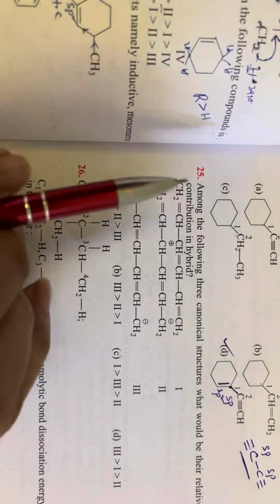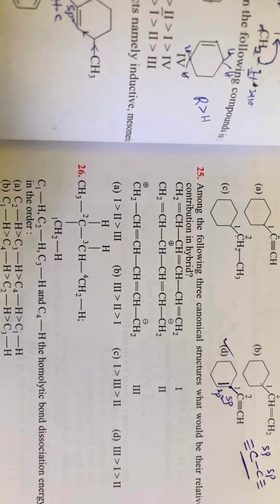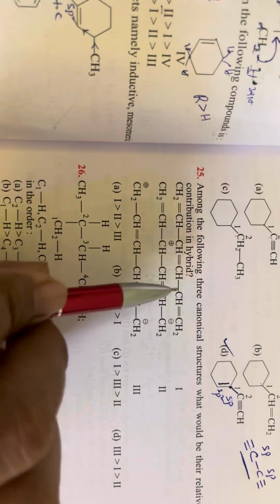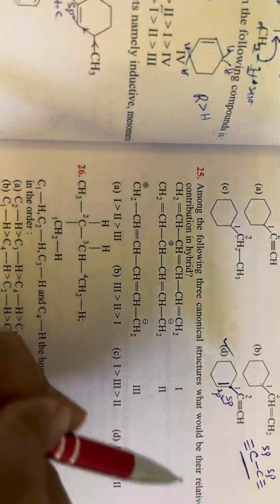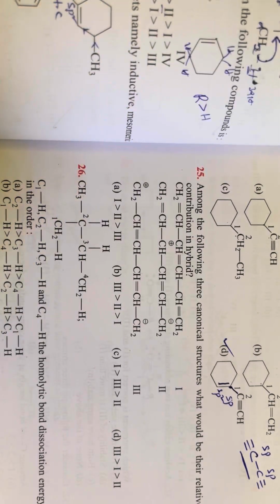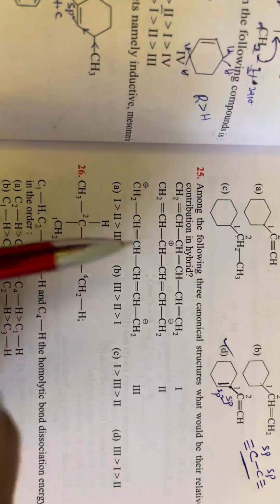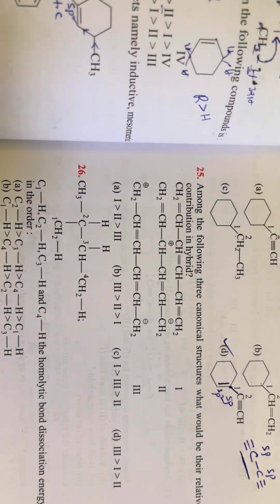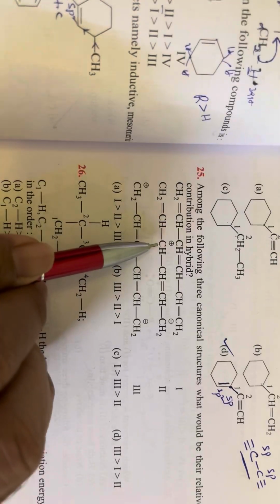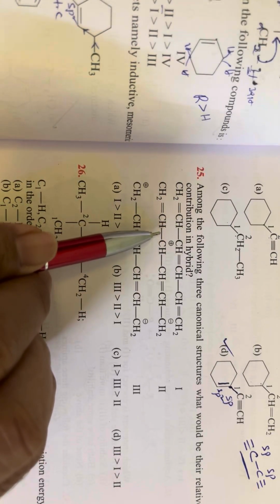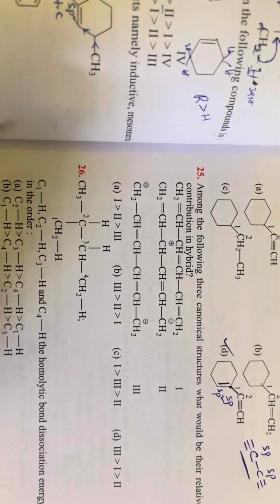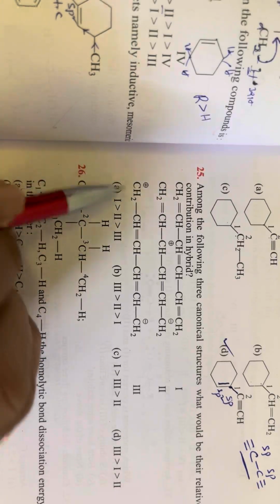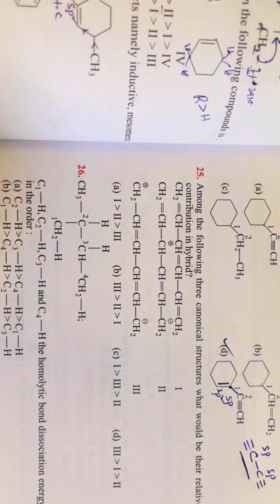You can find here the 25th question. They're asking about this molecule, for which they gave three canonical forms. Relative contribution means relative stability: which is more stable, which is least stable. I have said many times that a neutral molecule with all atoms in octet configuration is more stable, right? Next, if there is no octet, like this C plus which has only three bonds around the carbon, no octet here. Around this carbon also three bonds, no octet.